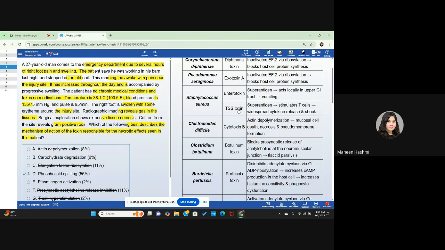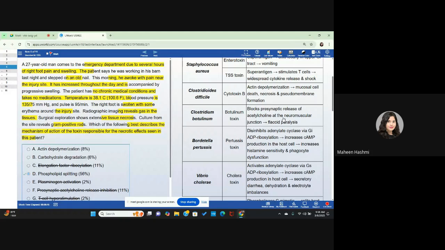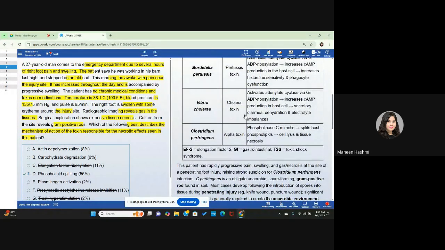If a woman comes in and she has gone into sepsis after using a tampon, that means it's TSS toxin, with widespread cytokine release. C. difficile is usually found in pseudomembranous colitis due to prolonged antibiotic usage. Botulinum blocks the presynaptic release of acetylcholine, which we discussed. It causes flaccid paralysis. Pertussis, we know what it does. It increases cAMP. Then we have cholera toxin. Again, it increases cAMP. C. perfringens has alpha toxin.